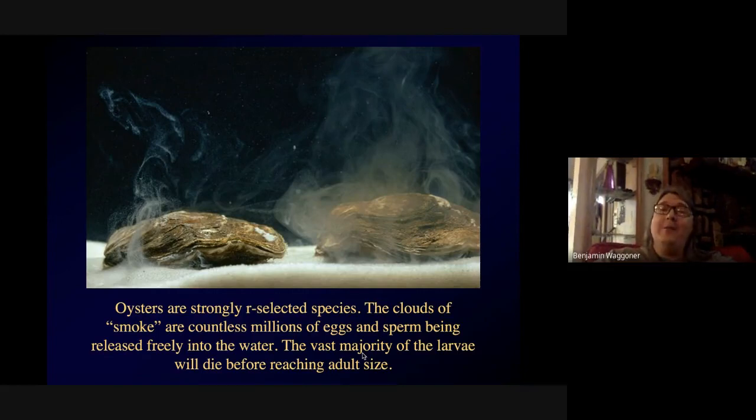The overwhelming majority of them will die when they're very young. They might just never find a place to settle down and just drift until they run out of food. Many of them will get eaten by other things living in the water. Some might get attacked by bacteria. Only a tiny fraction of those millions and millions of babies will ever get to grow into adult oysters. That's a very strong R-selected species.